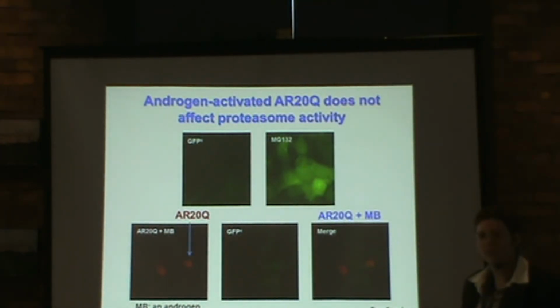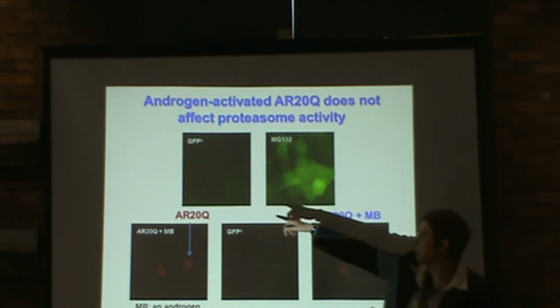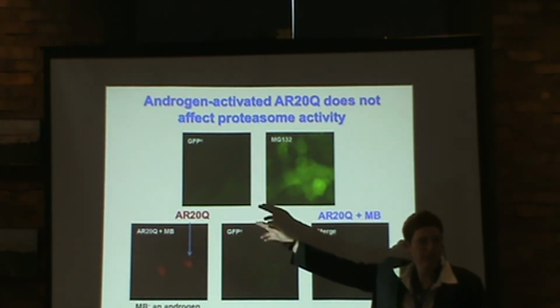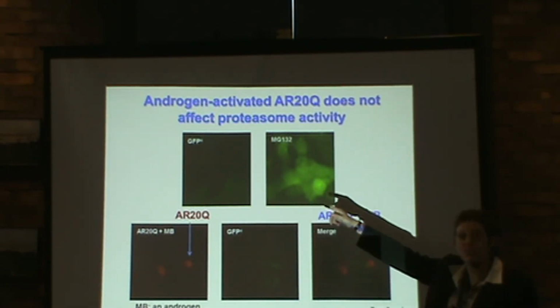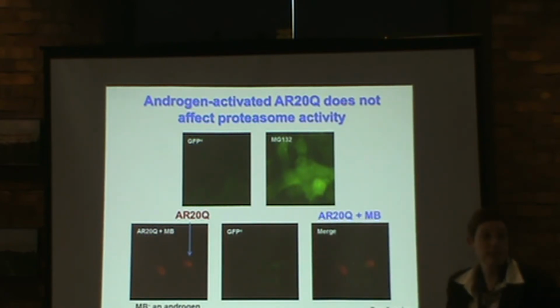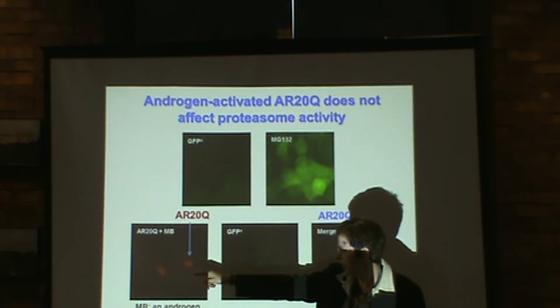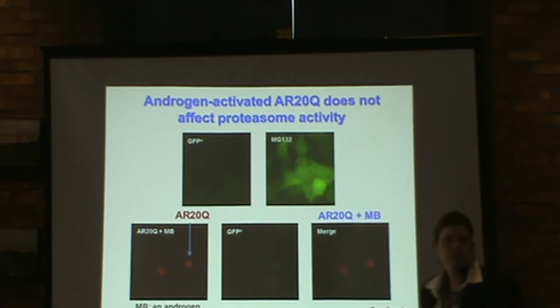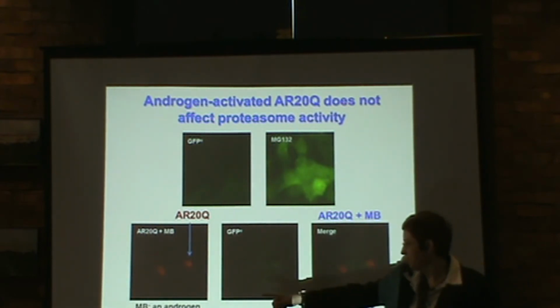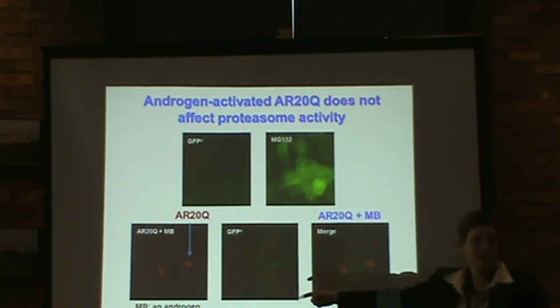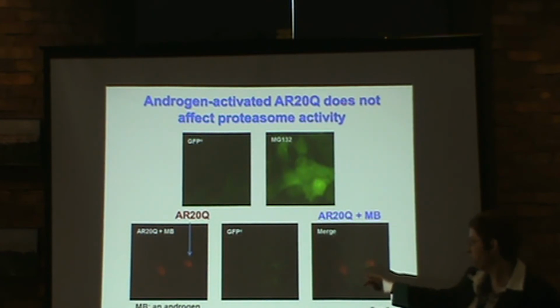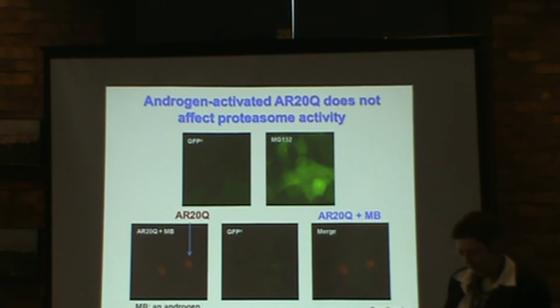Now, when we did some of these studies, these are the cells that just have the green fluorescent protein, faint green. If you add a proteasome inhibitor, they're very bright green because the green fluorescent protein can't be degraded. And in these cells, with the normal androgen receptor, you can see, the MB is a synthetic androgen that we use in the lab. The androgen receptor is in the nucleus, the green protein disappears, and when the cell slides are put together, you just see the androgen receptor.